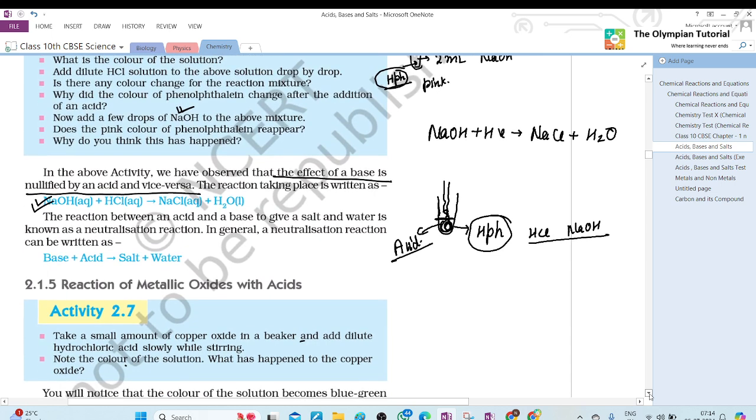So what did you write down? Neutralization reaction we have written, Tanya. Yes, ma'am, but we haven't written any examples for it. This example we have written. We only wrote the word equation. Okay, base plus acid. So, base plus acid gives salt plus water.